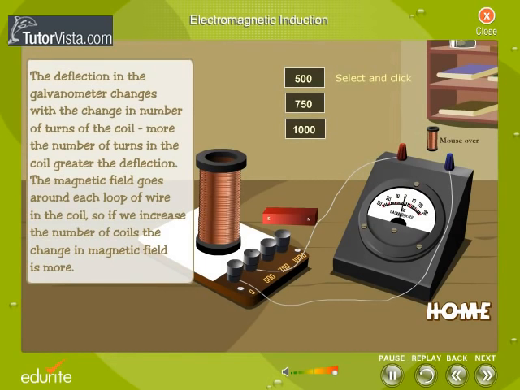The deflection in the galvanometer changes with the change in number of turns of the coil. The more turns in the coil, the greater the deflection. The magnetic field goes around each loop of wire in the coil. So if we increase the number of coils, the change in magnetic field is more.